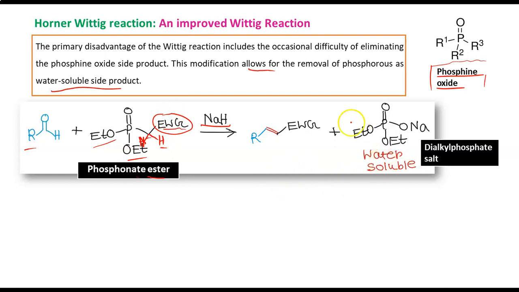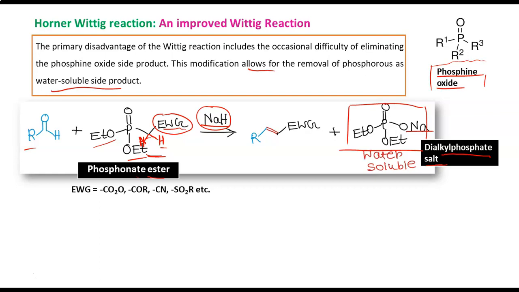And here the side product, the fate of this phosphonate ester, is this type of dialkyl phosphate salt. We have used sodium hydride, so it is in sodium salt form. As it is in salt form, it is very water soluble, and as a result, elimination of this side product will be very easy. So this is the modification.